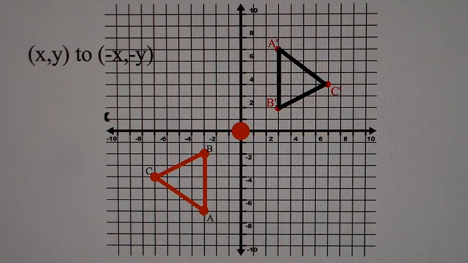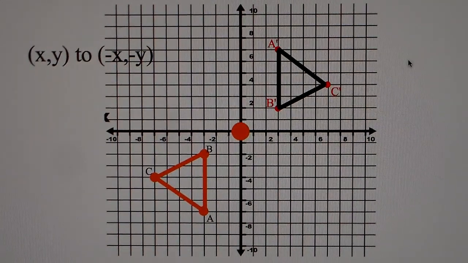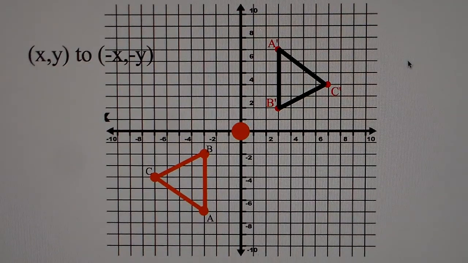And we can see A prime, B prime, C prime. It looks like about the same size. That's because it is. When we rotate a figure, the figure still has the same size after you rotate it, no matter how many degrees of a rotation it is. Also, the perimeter is the same.